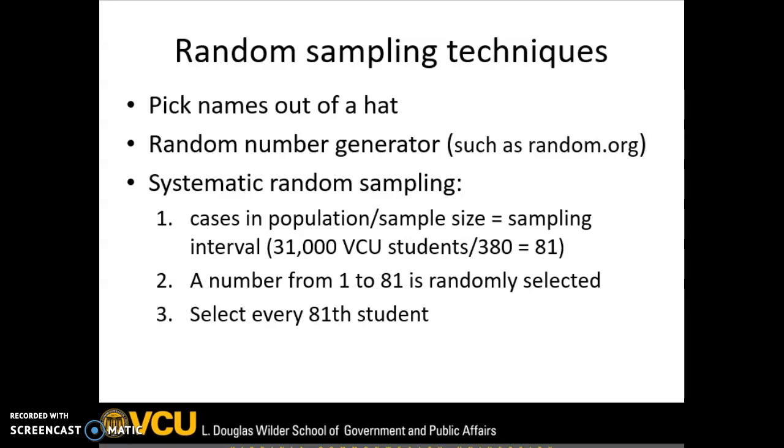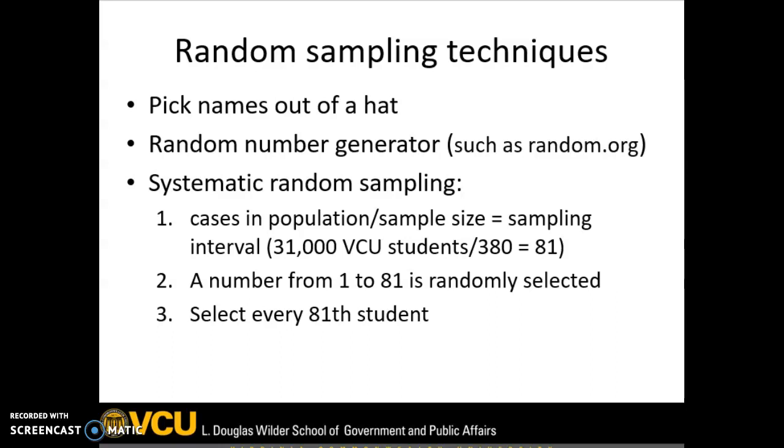In order for the study findings to be generalizable to the entire population of VCU students, my sample would need to be selected randomly. To do this, I would need to determine a sampling interval, which is a distance between measurements that are taken or data that's collected. In the example of VCU students, my sampling interval is 81, which means I would select every 81st student to participate in the study. Sampling interval is calculated by dividing the entire population of interest, which is 31,000 VCU students, by the sample size that I hope to obtain. This calculation results in a sampling interval of 81.